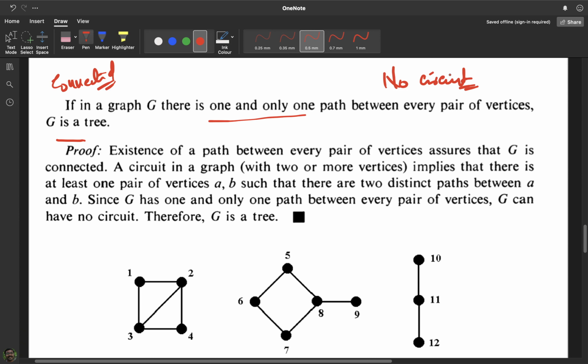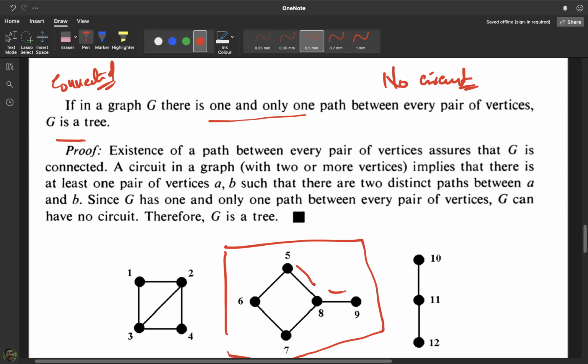What is the problem if there is a circuit? Suppose the graph has a circuit. For example, if you look at this graph here, what's the issue? If I take the vertices 8 and 9, exactly one path is there, that is this one, no issue. But if I take vertices which are in the circuit, for example 5 and 9, can you construct two paths between 5 and 9?